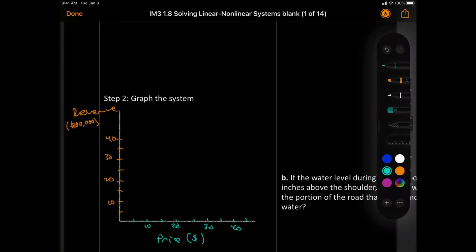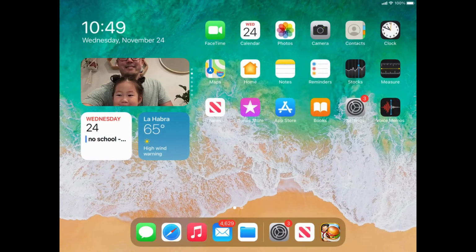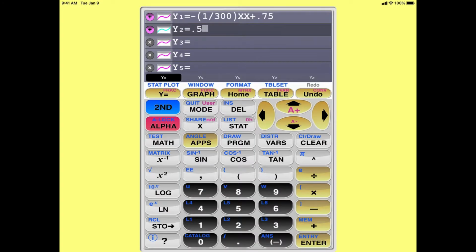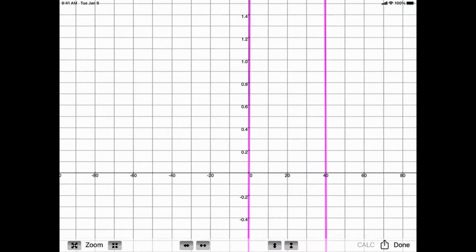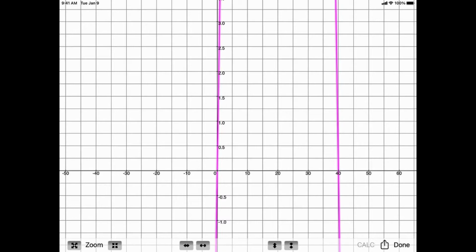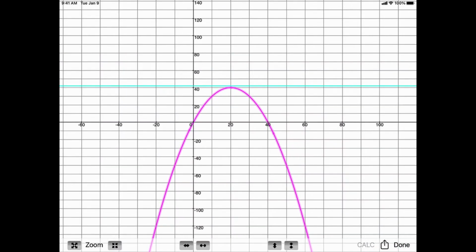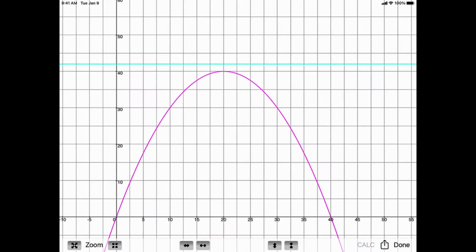Okay, so if I just graph this, let's go ahead and just put it into the graphing calculator. Clear this out. Negative 0.1 x squared plus 4x, and then this one would be 42. All right, let's graph this. Pinch down. There it is. Okay, something you'll notice as you zoom in is that there is no intersection.